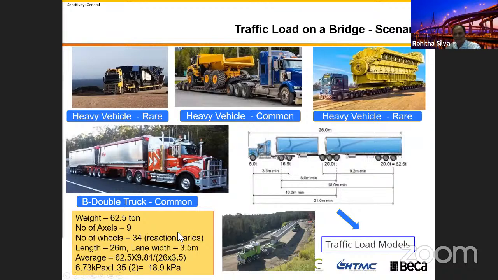18.9 kPa, which is less than 20. But still, it's really good. You design a bridge to support this 62.5 ton monster, but still that generates only less than 20 kPa load. Because of that, when we are designing a bridge, no need to worry, just use 25 kPa or multiply by another factor, just design for 25 kPa, then it's good.